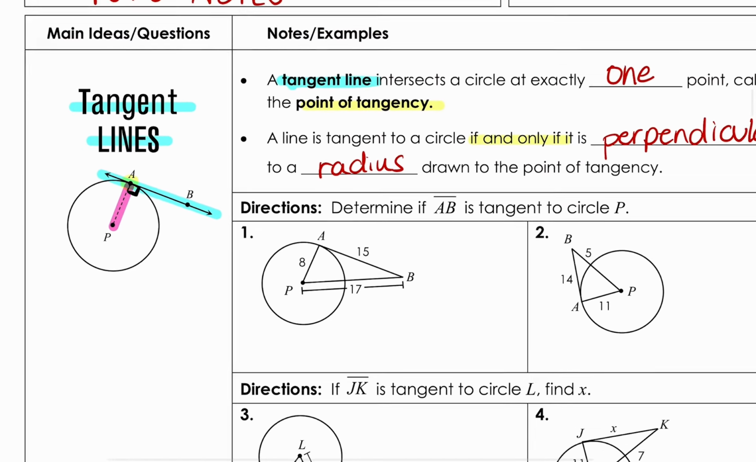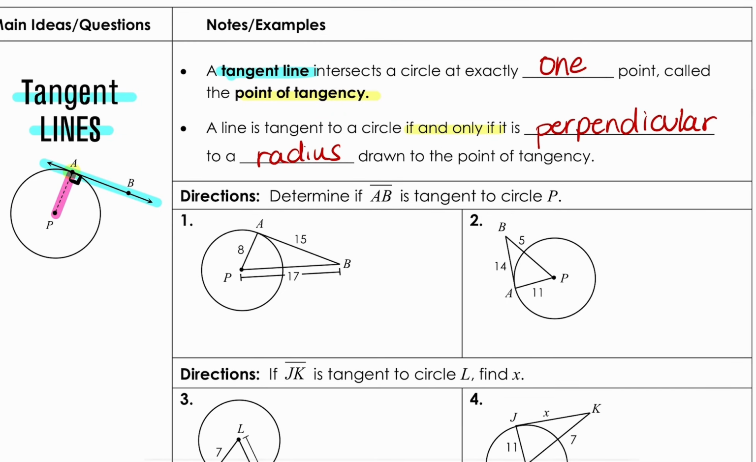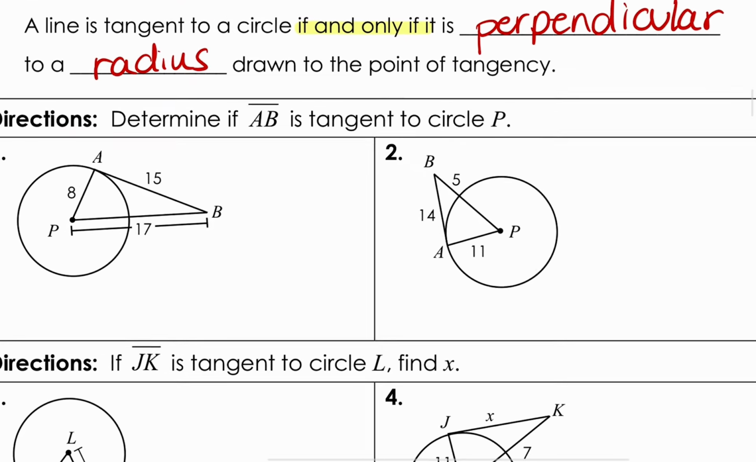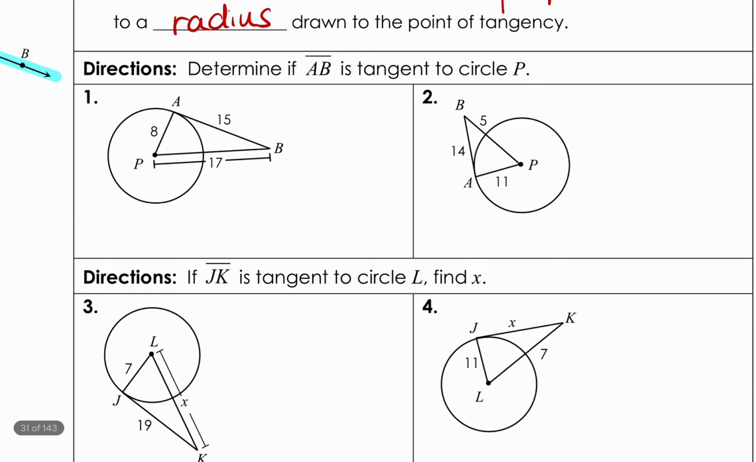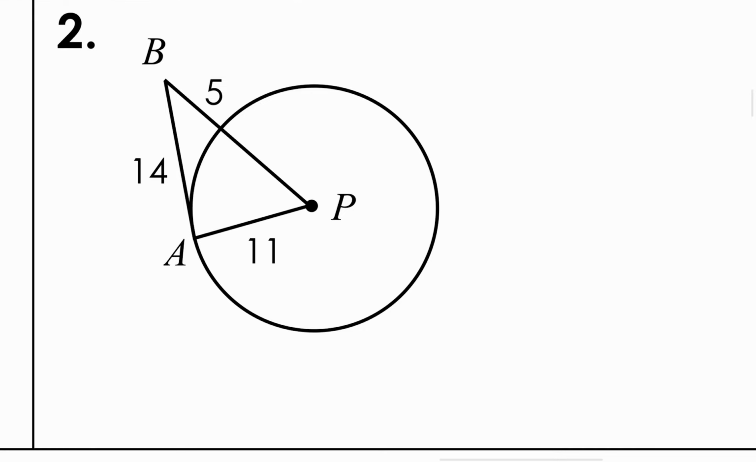Okay. So from that, we understand that a line being tangent to the circle means that it has to create a 90-degree angle with the radius. Let's look at the even problems, and then you can do the odd problems on your own. Reading the directions, it says determine if line AB is tangent to the circle P. So for number 2, we're determining if this line here is tangent to the circle.